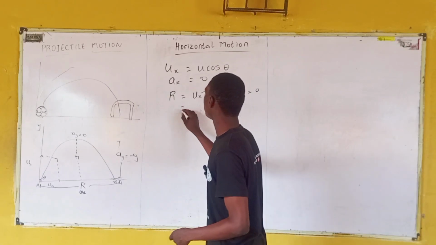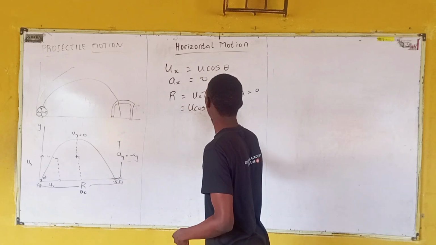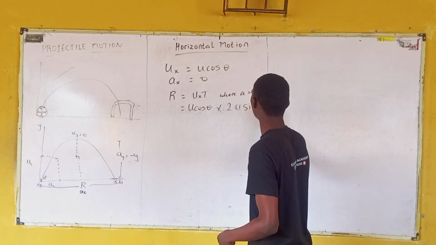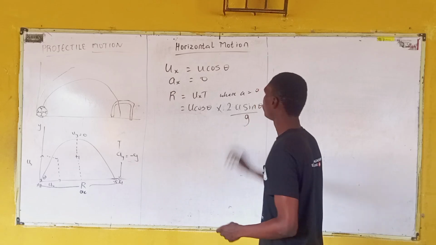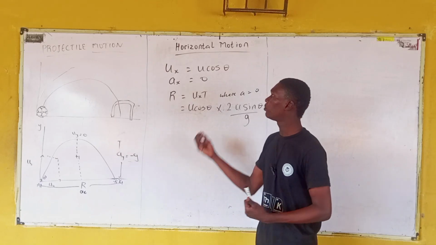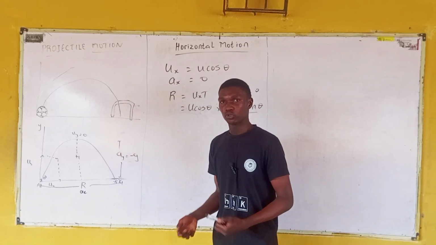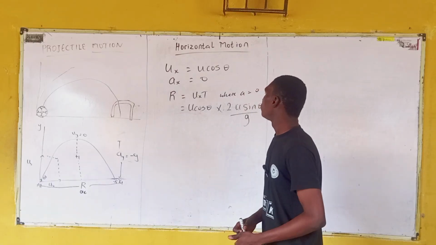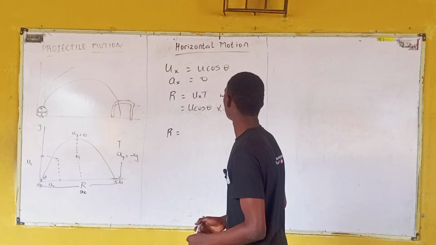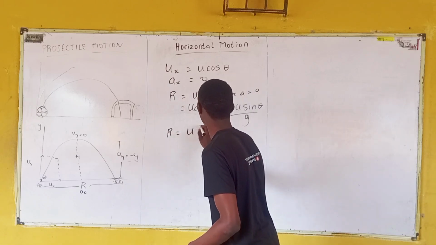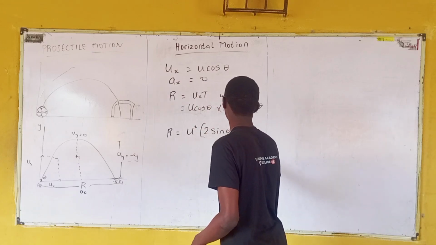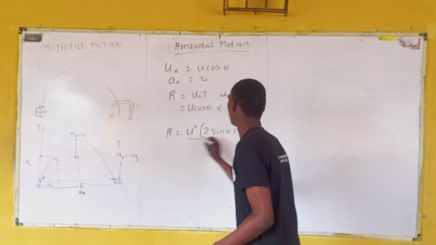Also, from here, we can deduce that our formula is U cos theta multiplied by 2U sine theta over g, which is our formula for the total time of flight we deduced from our vertical motion or vertical projection. Now, from here we can deduce that our R can be equal to U squared times 2 sine theta cos theta over g.